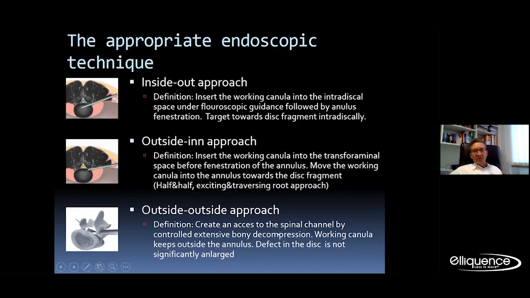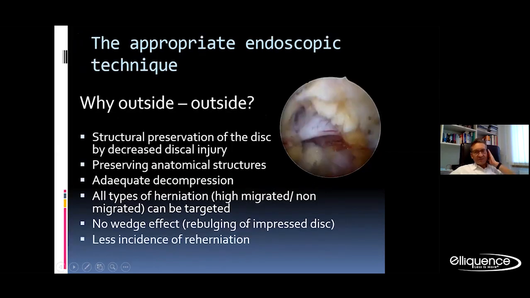That means we create an access to the spinal canal by controlled extensive bony decompression. And the working cannula stays totally outside of the annulus. And we don't try to enlarge the defect in the disc with our instruments. So even for the thoracic spine, I prefer this technique.